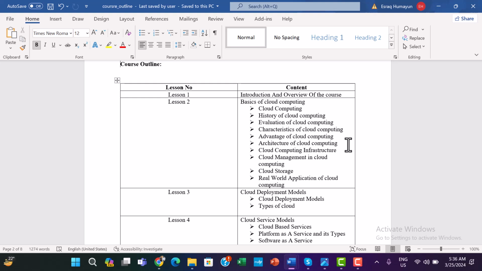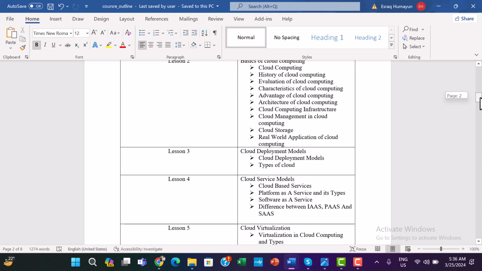In lesson 3 we will go for cloud deployment models, that is the models that are working currently, and types of cloud. And in lesson 4 we will go for cloud service models, for example cloud based services, platform as a service, software as a service, and also infrastructure as a service.